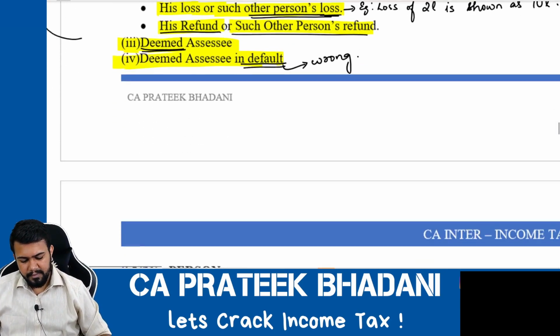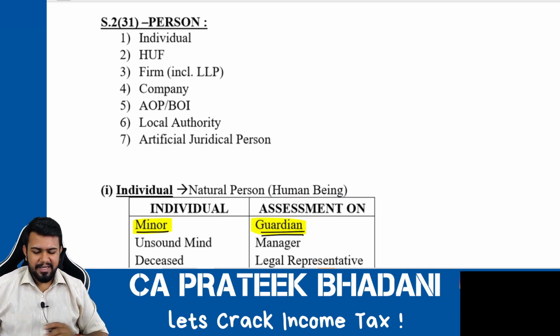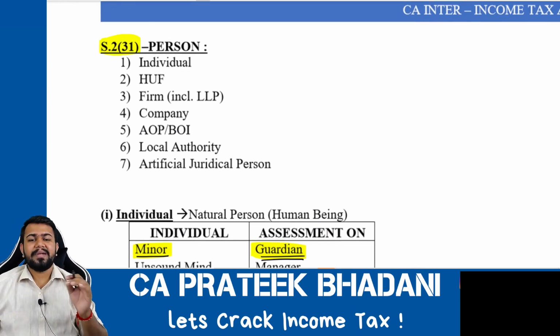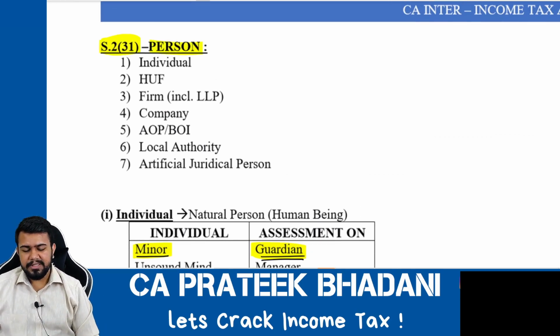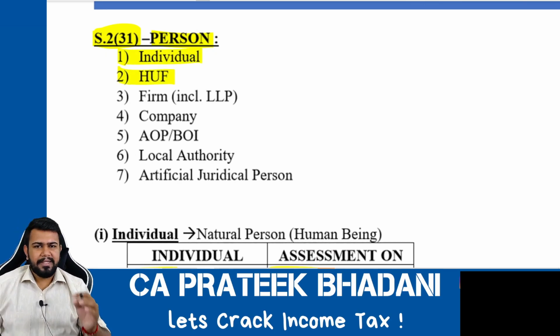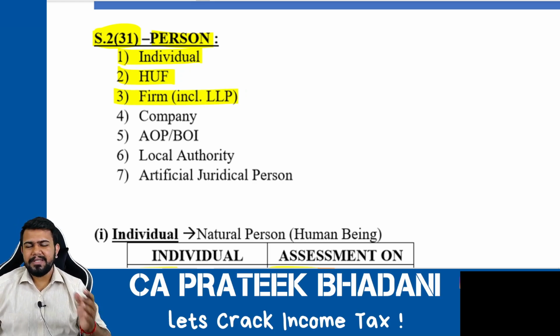Fine. Next, now let us come to the definition of person. Very, very important definition. Section 2, clause 31 of the Income Tax Act 1961 defines person, and person includes seven items. Seven items. Number 1, individual. Number 2, Hindu undivided family or HUF. Number 3, firm including LLP. It means partnership firm and limited liability partnership.